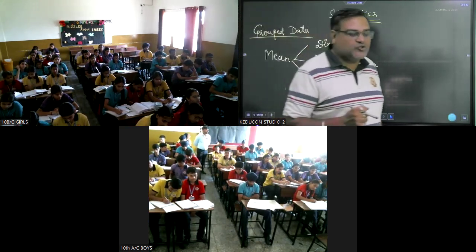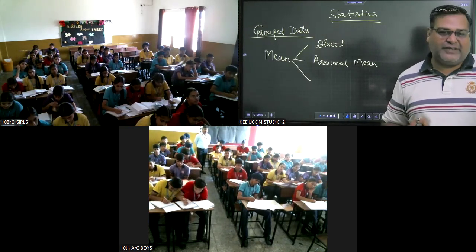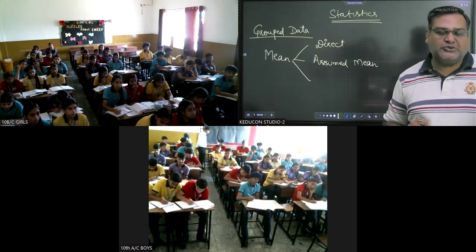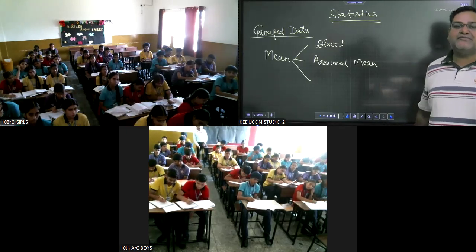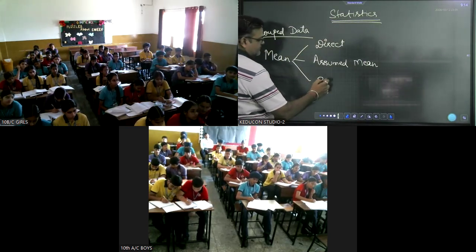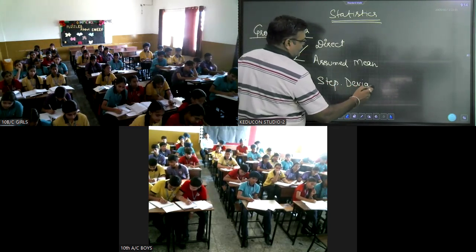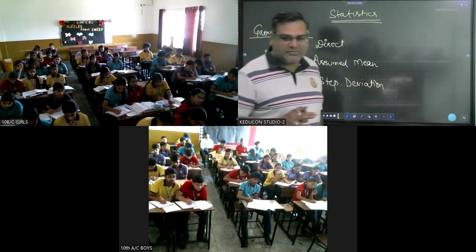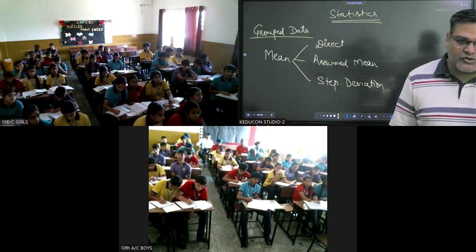Why is it called assumed mean? Because we assume the mean in the form of A, right? The almost central group of the data, we take the mean from that. We assume the mean. And then the third method is the step deviation method. So I hope all of you know how to do the shortcut method or assumed mean method and step deviation method. Yes or no, students?